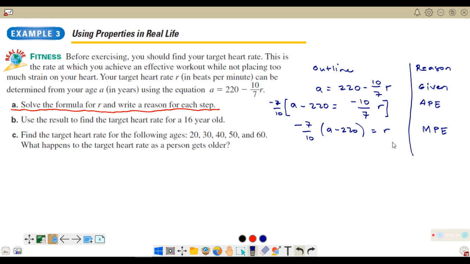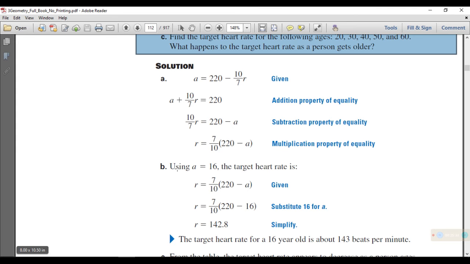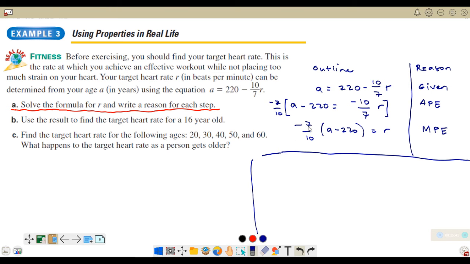Ngayon, may alternate po ba na solution? Meron. So, pwede naman na kung ang magiging sagot nyo ay ganito, I think magkaiba kami ng book ng sagot eh. Yung sa kanya, positive yung 7. Eh bakit po ganun ma'am? Yung sa inyo negative yung 7 over 10. Yung sa book positive. Kasi po, pwede naman na ang ita-transfer natin using addition property of equality is 10 over 7 R. So, ito yung given. A is equal to 220 minus 10 over 7R.